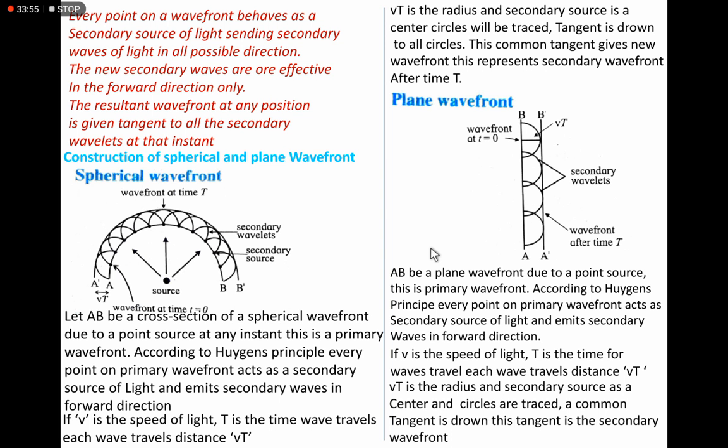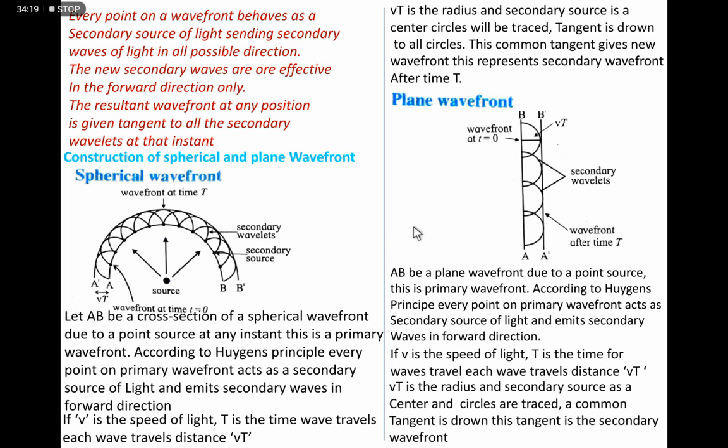So this is the important part of this chapter, and the question will be there on the spherical wavefront or the plane wavefront. We have to draw the diagram. It is for 2 marks. The diagram is for 1 mark, and you explain the mechanism in a simple way. You will get the marks.